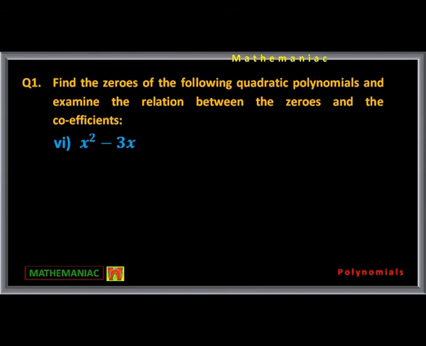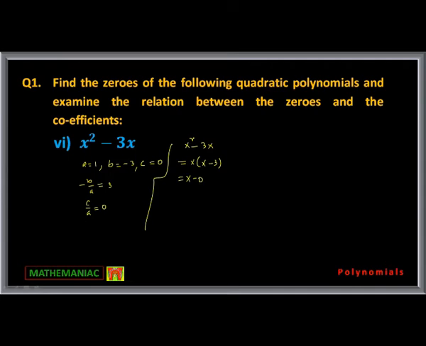Yes, here again the constant term is missing, right? Constant 0. That means here if you compare with the standard form, a equal to 1, b equal to minus 3, c equal to 0. So here what is minus b by a giving you? It is 3. What is c by a giving you? 0. Now how will you find the zeros? It's very easy. You take x common, and immediately one zero will be 0 only, and another zero is 3. That is alpha equal to 0 I consider, beta equal to 3 I consider.